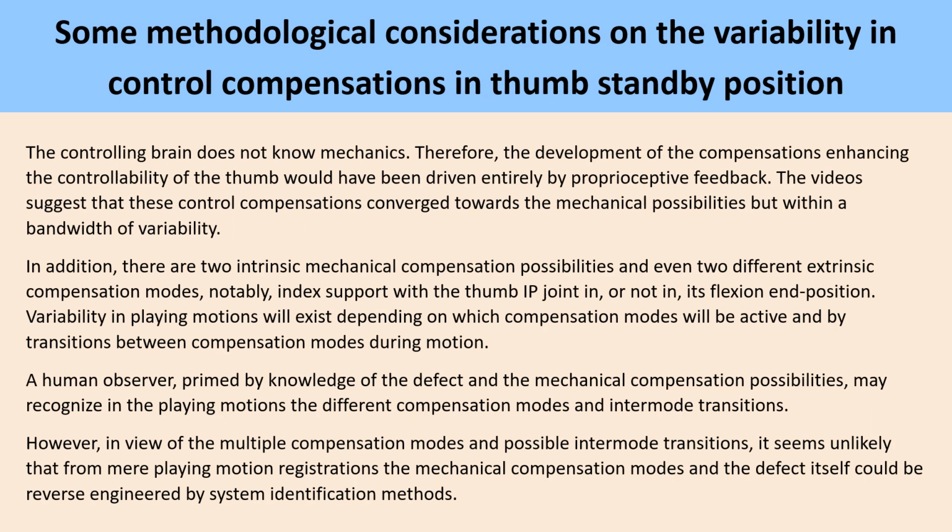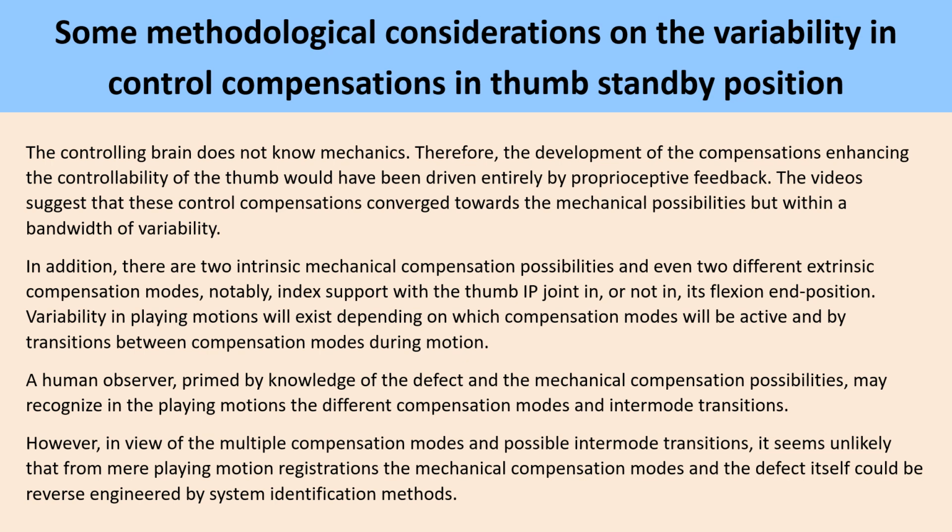Some considerations on the variability and control compensations in thumb standby position. The controlling brain does not know mechanics. Therefore, the development of the compensations enhancing the controllability of the thumb would have been driven entirely by proprioceptive feedback. The video suggests that these control compensations converged towards the mechanical possibilities, but likely within a bandwidth of variability. In addition, there are two intrinsic mechanical compensation possibilities and even two different extrinsic compensation modes, notably index support with the thumb IP joint in or not in its flexion end position.